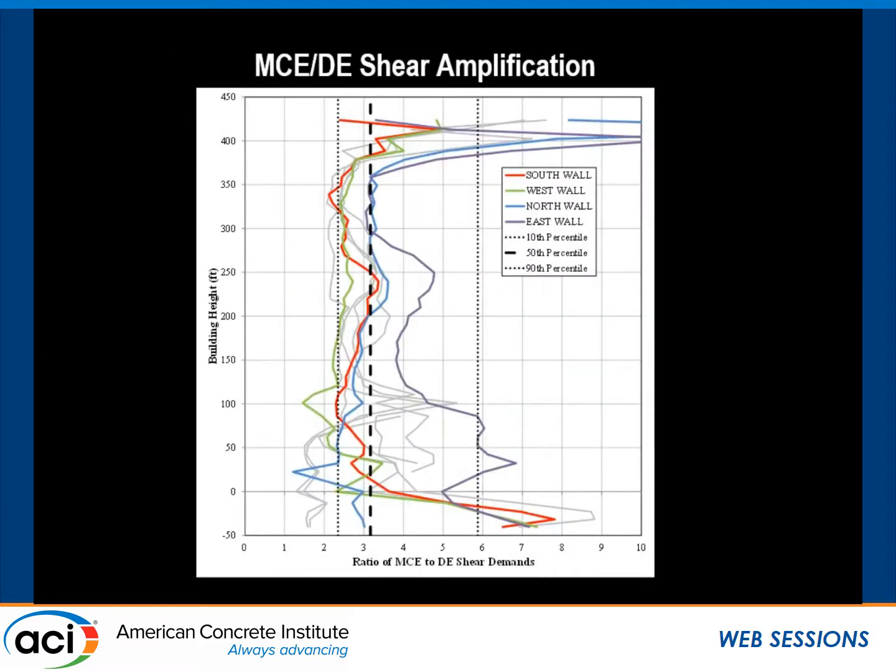This is the actual amplification factor for shear in the shear piers for MCE divided by DE. The vertical dashed line right here in the middle, that's the average of all of them. You can see it's right around 3. It's a little bit over 3, but that's within the range of what we would expect. But there's a huge variation between the different shear piers.